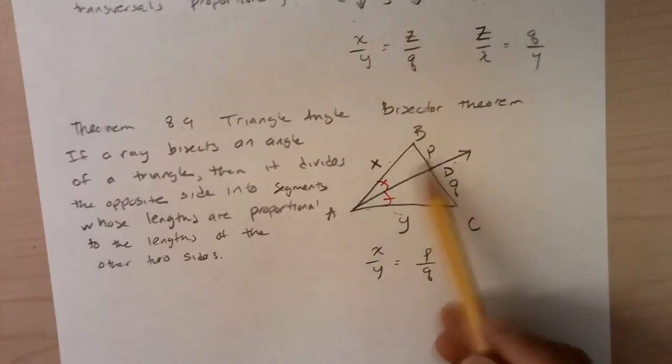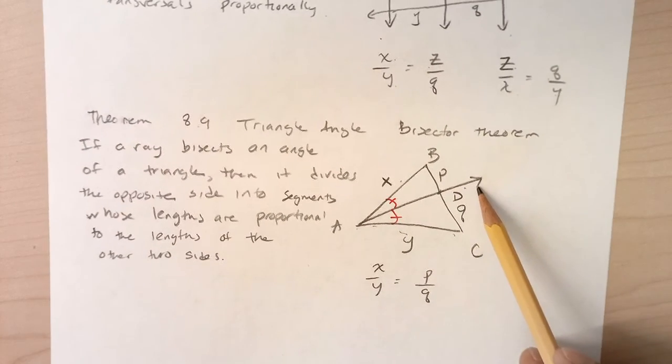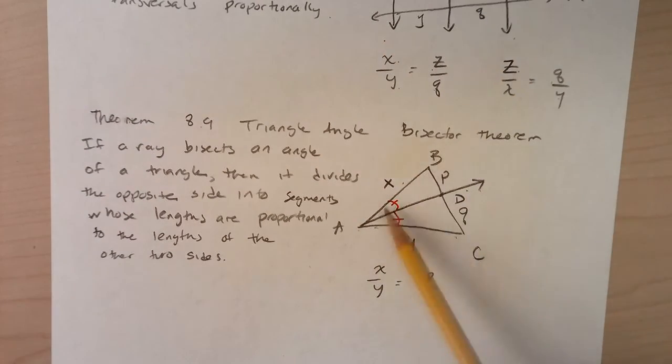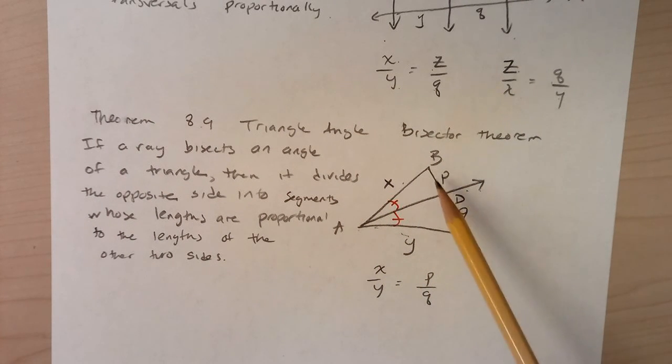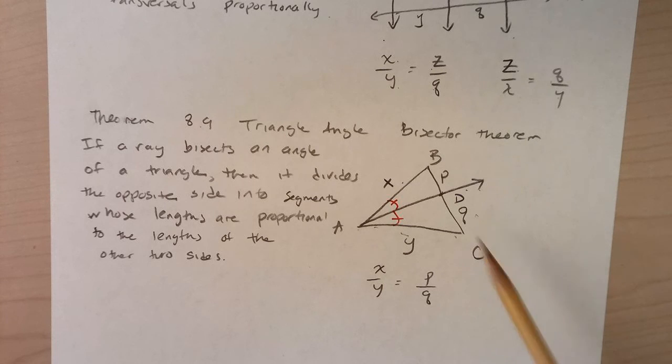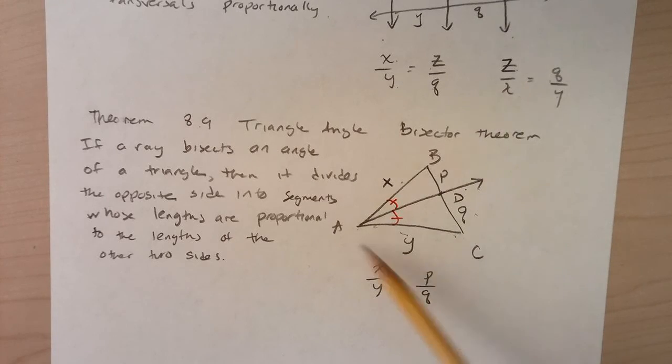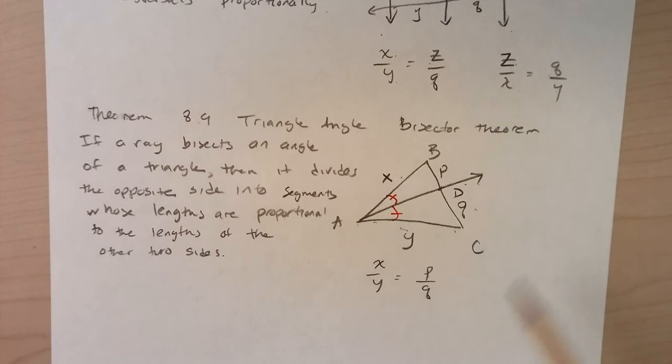You have a ray that bisects an angle of a triangle. So ray AD bisects angle BAC. It divides the opposite side into segments. What I called P and Q, those are the segments. Those are in proportion with the lengths of the other two sides, BA and CA, even though I just use single variables to represent those side lengths.